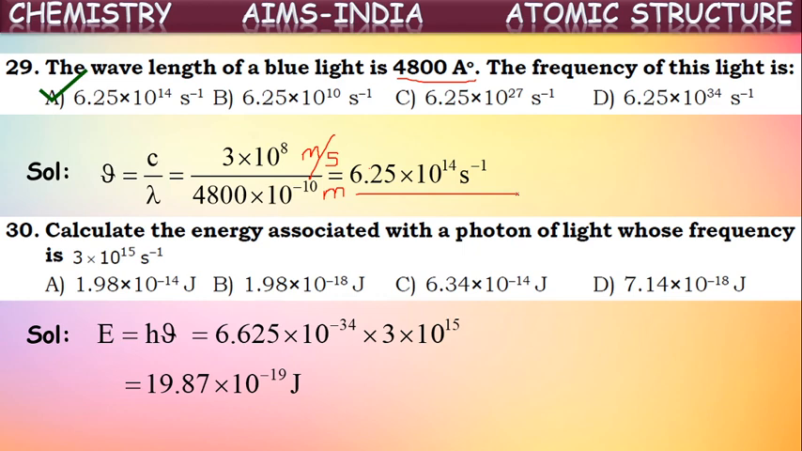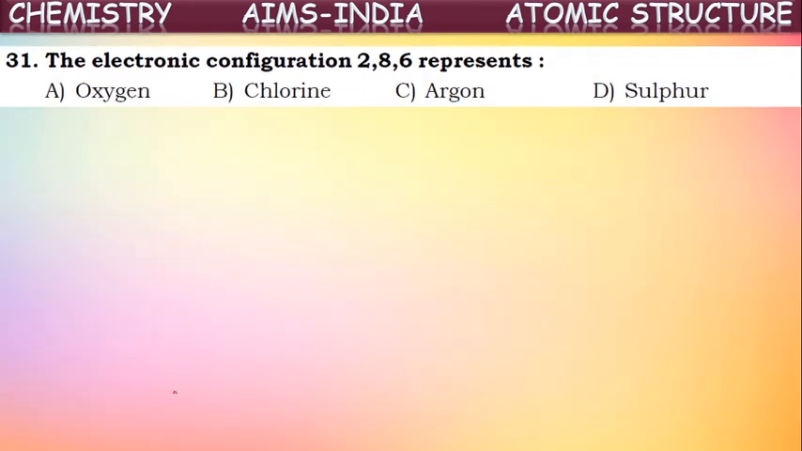But all are given with one digit in the decimals. So 1 point we have to convert. So if we convert this into 1.987 into 10 to the power of minus 18 joules, it is in the B option. Okay. Next one.